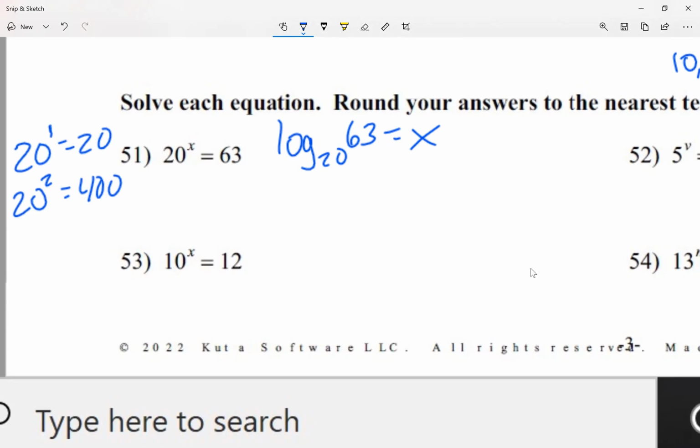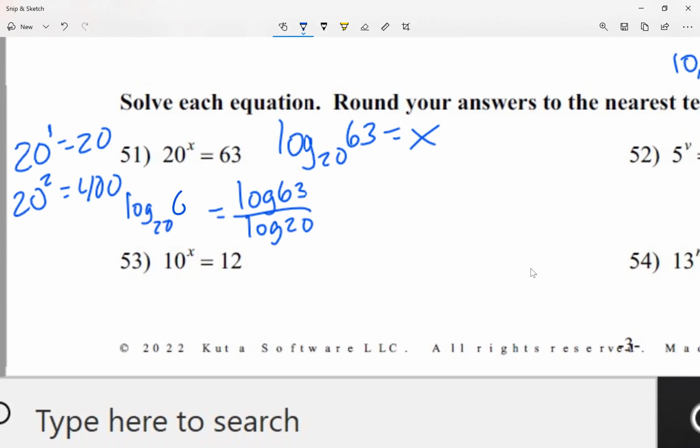Now we have some calculators where we can just type that in, log base 20 of 63. If you have such a calculator, you just type it in. If you don't have such a calculator, you're going to go log of 63 divided by log of 20. So log base 20 of 63, you can type that in as log of 63 divided by log of 20.